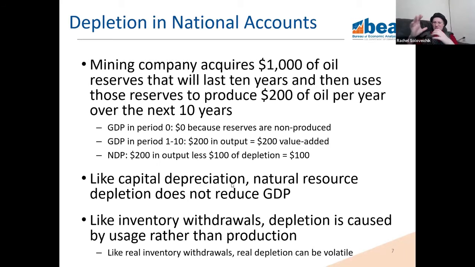And so depletion seems in between. Like capital, it's not subtracted from GDP. But like inventory, it's caused by usage and can be volatile. So one could argue depletion is the best of both worlds. Depletion can give you the best picture of the economy if you have an ambiguous thing. You put in depletion. On the other hand, I'm jealous because I would like to have other things as flexible as depletion, to have all these different ways in which we can understand what's happening in the economy.